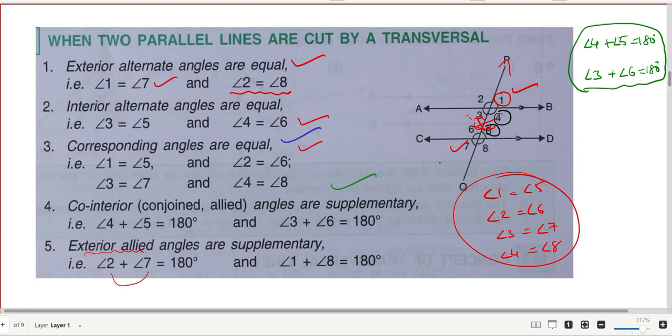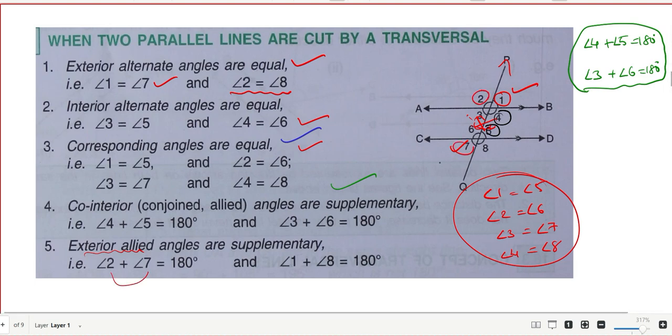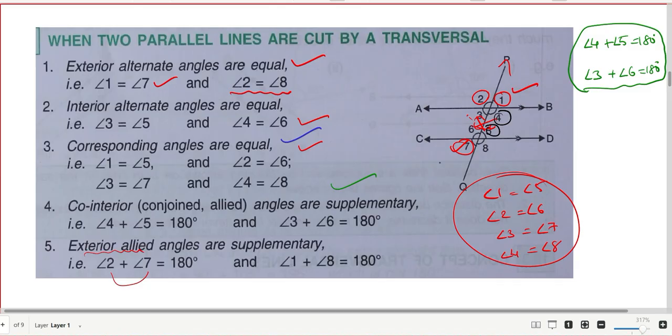That means angle 2 and angle 7, the sum of them is equal to 180 degrees. And angle 1 and angle 8 is equal to 180 degrees. These are the properties of angles formed by the transversal when it intersects the parallel lines.